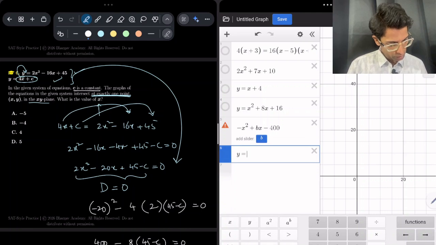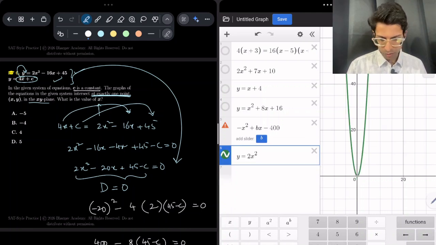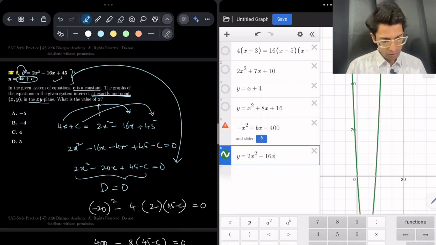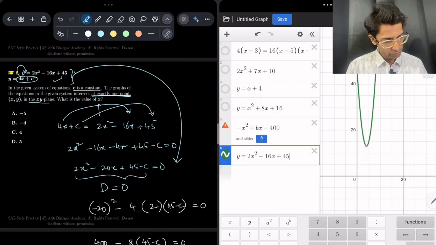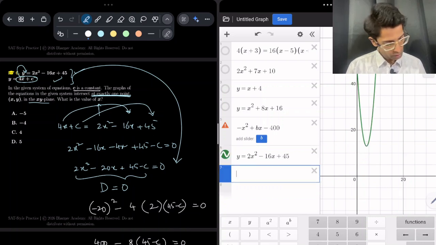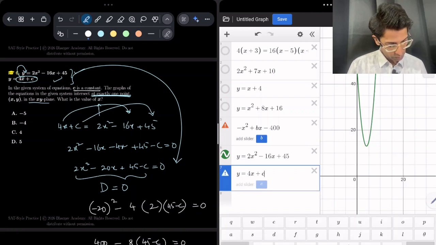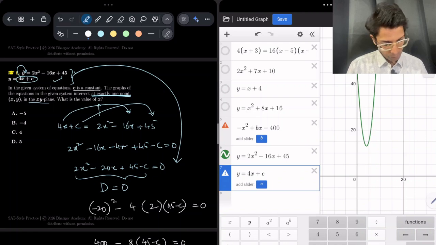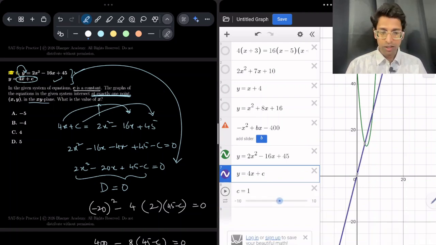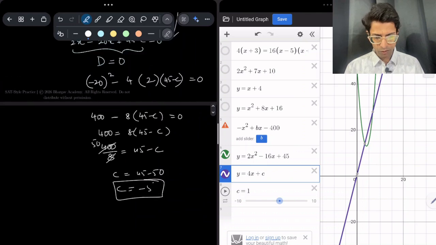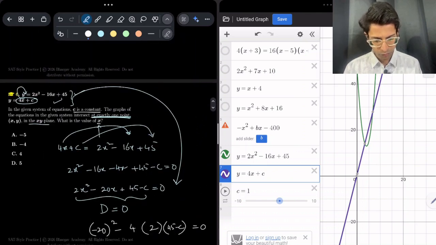The first equation is 2x square minus 16x plus 45. The next equation is y is equal to 4x plus c. I should add a slider to c. Now here in the question I found the value of c, but he's asking me the value of x. I've still not found the answer.